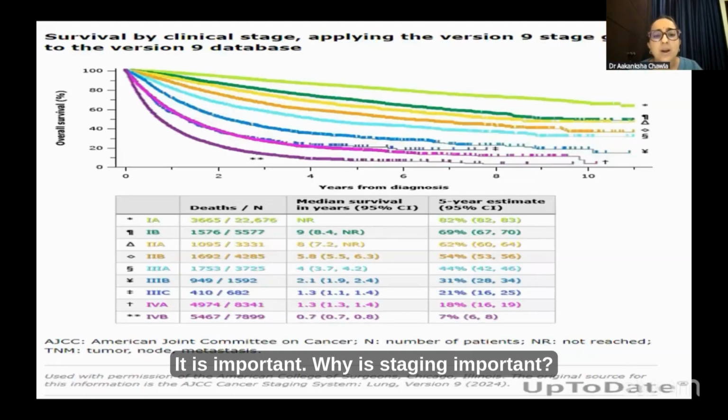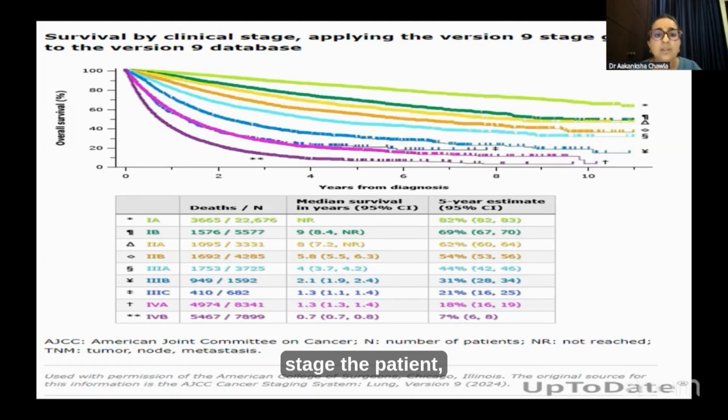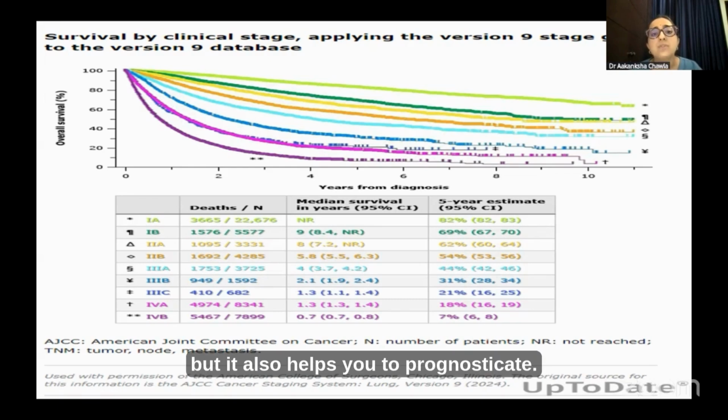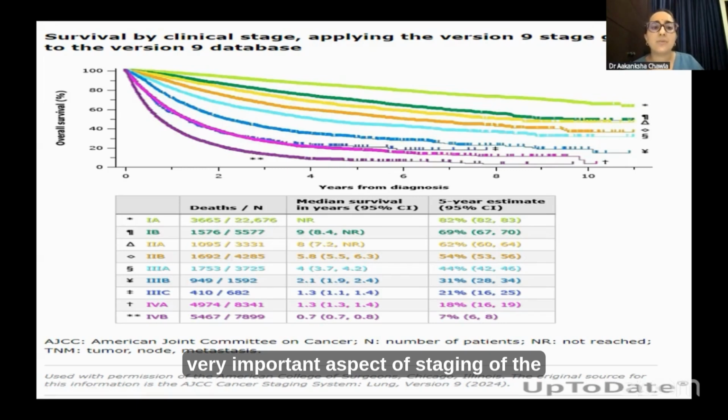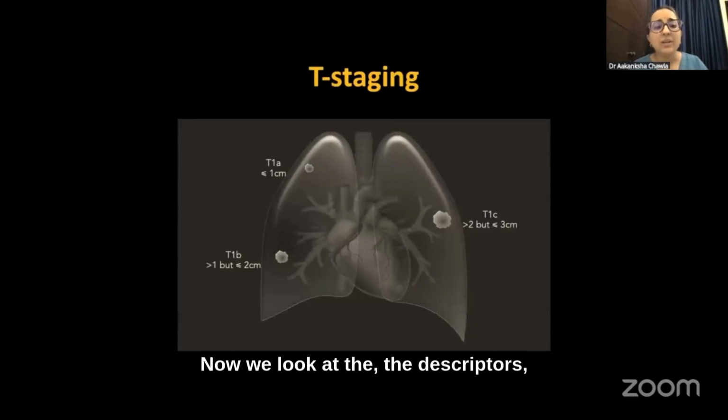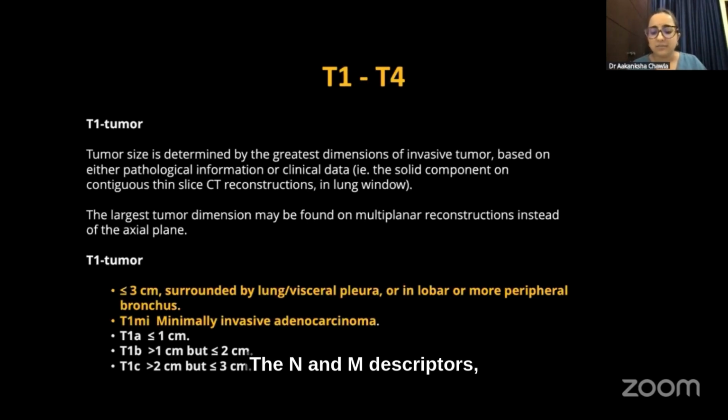It is important. Why is staging important? Like I said, it not only helps you to plan treatment and stage the patient, but it also helps you to prognosticate. As you can see, in stage 1A, the 5-year survival is almost 82%, which reduces to 7% in stage 4B. So this is a very, very important aspect of the TNM staging of lung cancer. Now we look at the descriptors, the T descriptors, the N and M descriptors.